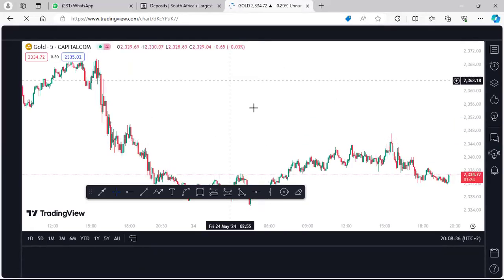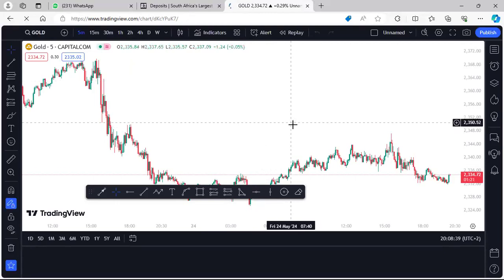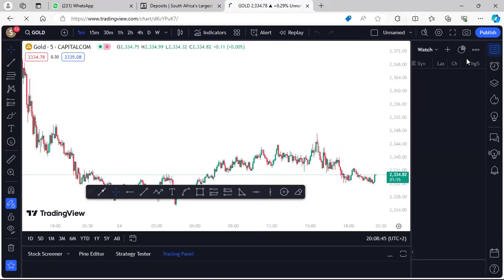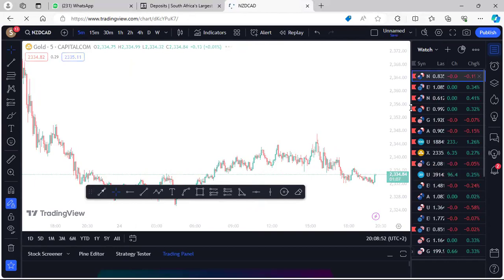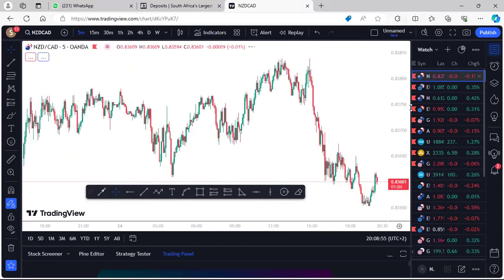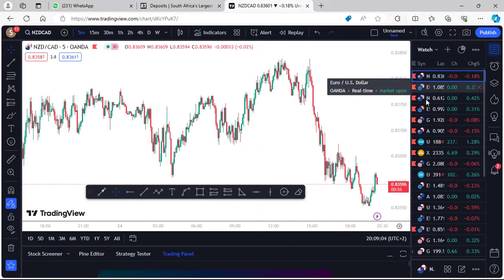Yeah, and then from here you move to the upper right corner. This is where you find your favorite instrument or the instruments that you trade. If there is an instrument you wish to add on the list, you can simply go on the plus sign, the add symbol. You add the symbol.